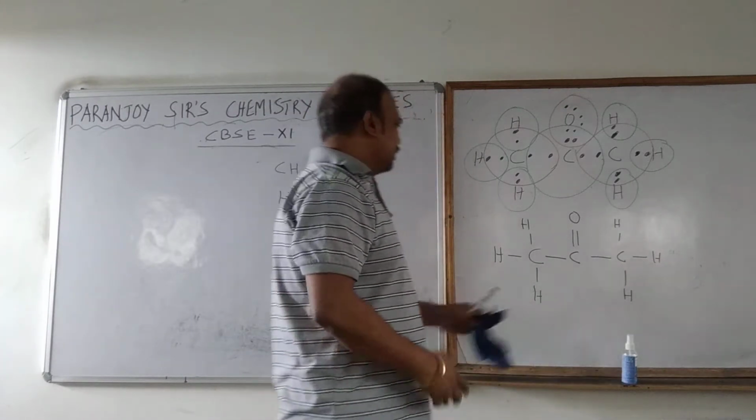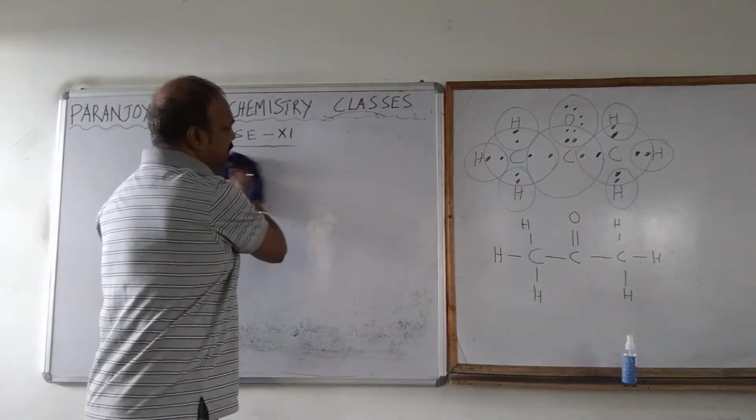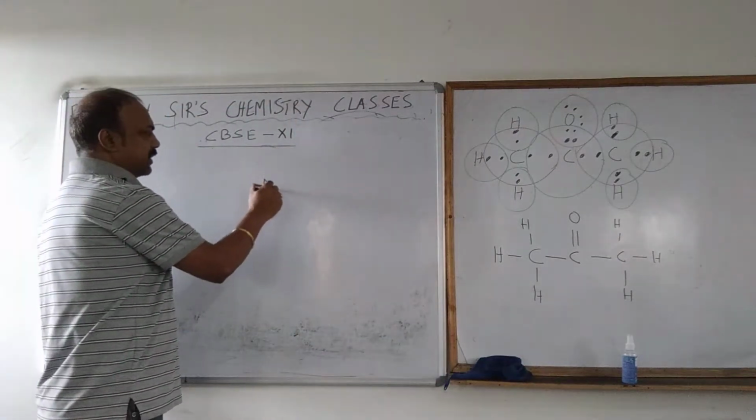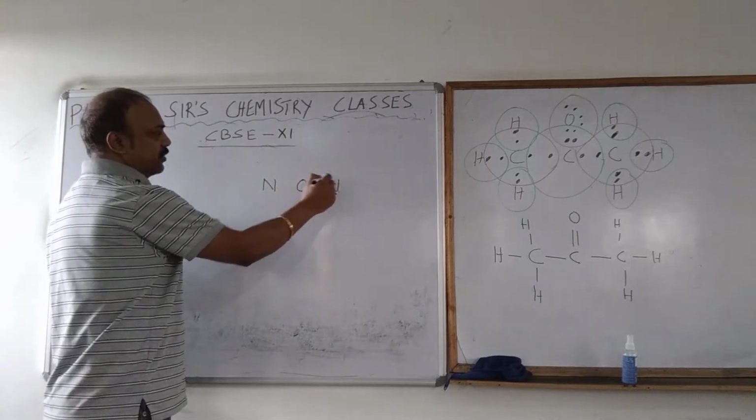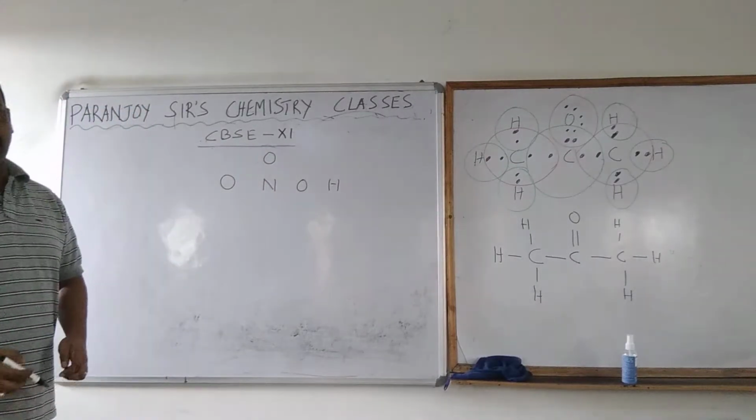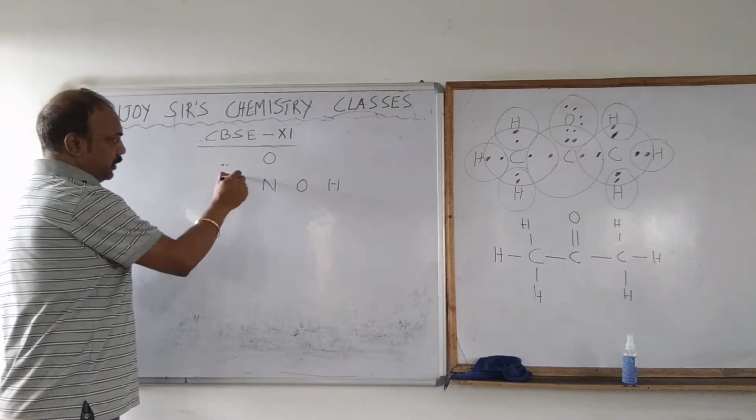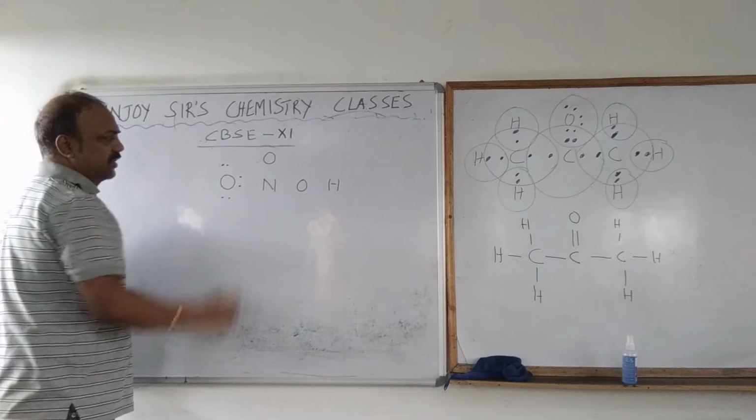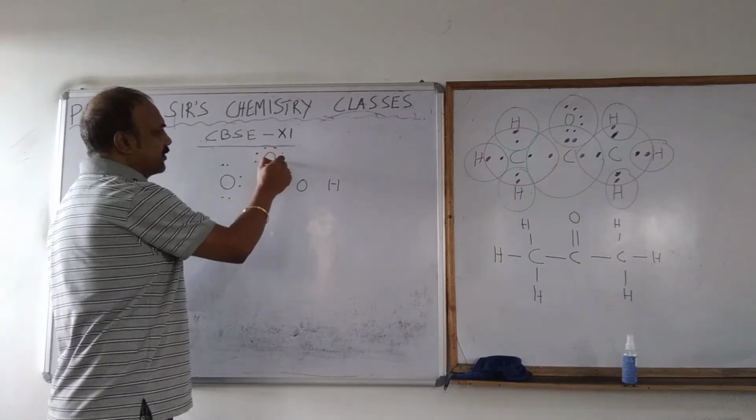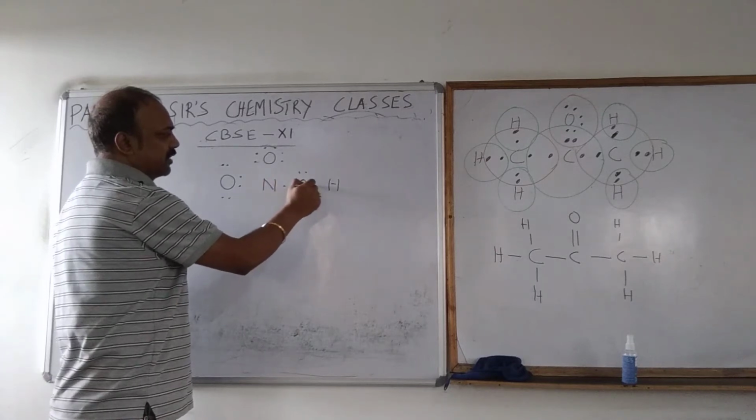The next one, let us do it for nitric acid. While doing nitric acid, I'm writing it like this: nitrogen is the central atom, with OH, so HNO3, with O and O. Again, I'm going to draw the electrons first. Valence electrons of oxygen: 1, 2, 3, 4, 5, 6. 6 electrons are there. Here also 6 electrons, and here also 6 electrons.